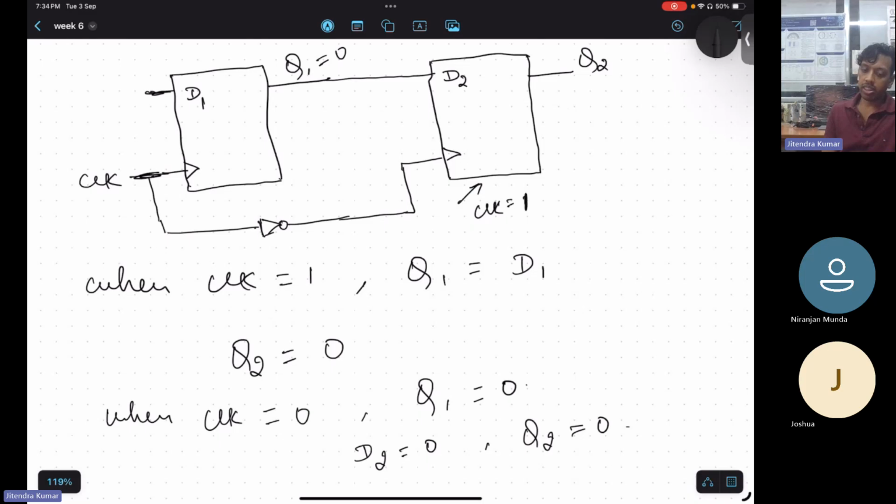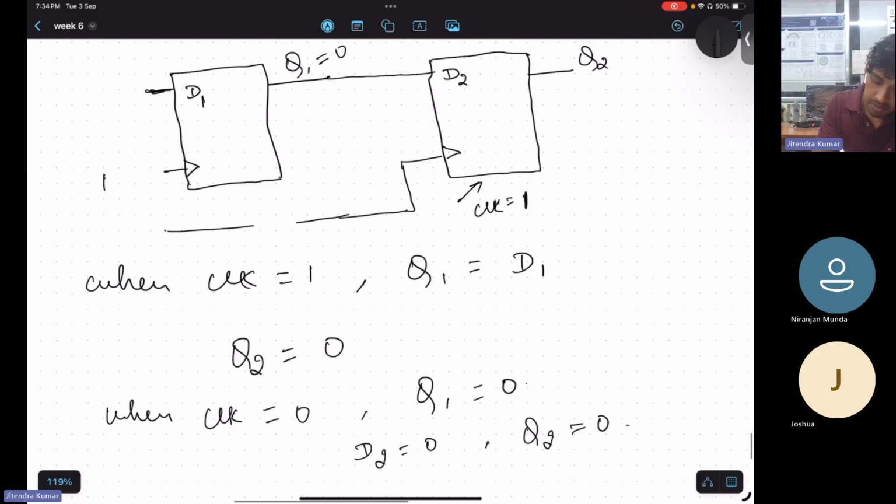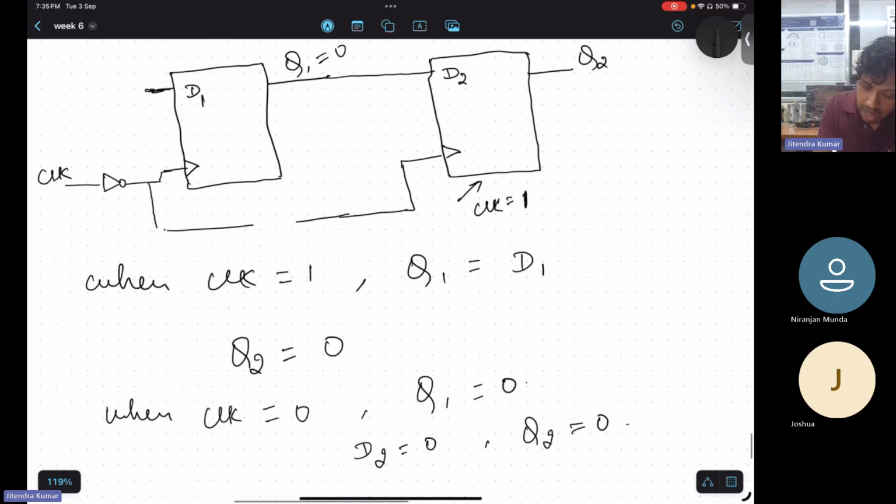So what modification could we do? We could do a slight modification here on the clock signals. So give one inverted clock to the first flip-flop, okay, and give one more inverted clock to the second flip-flop.